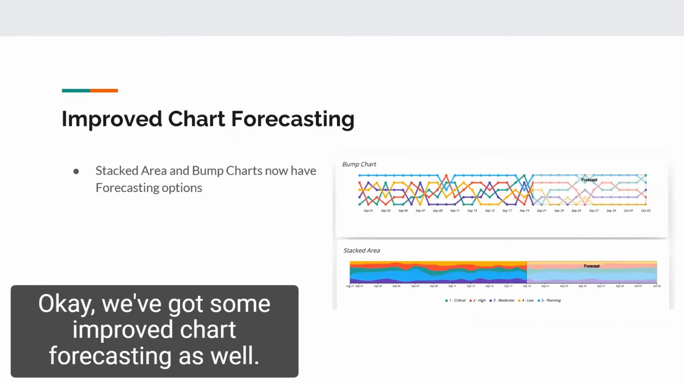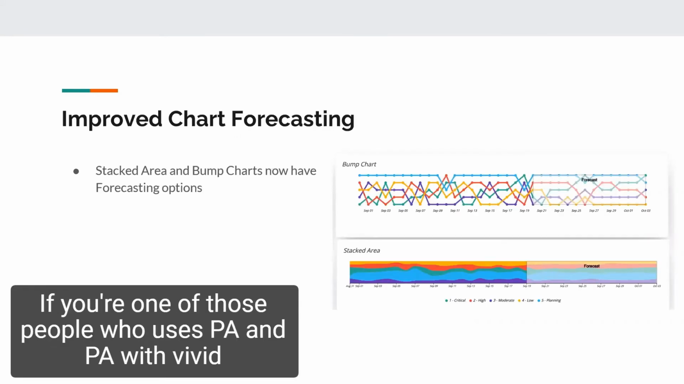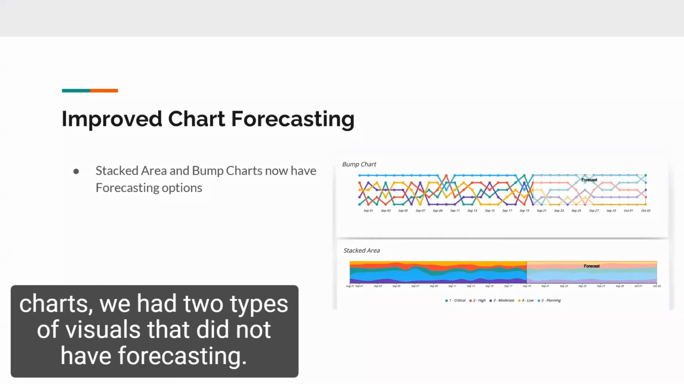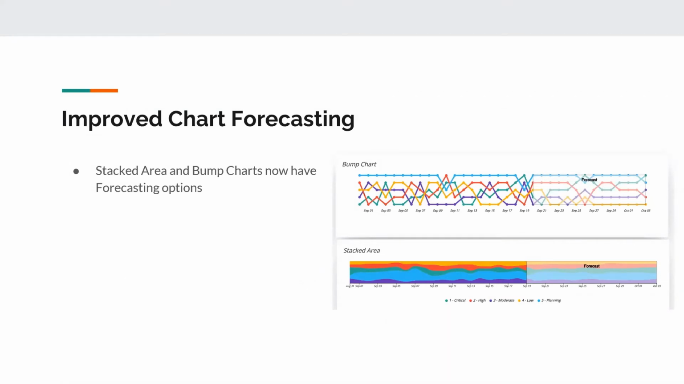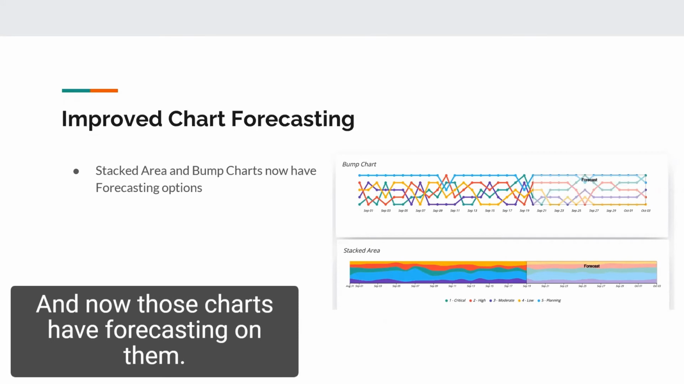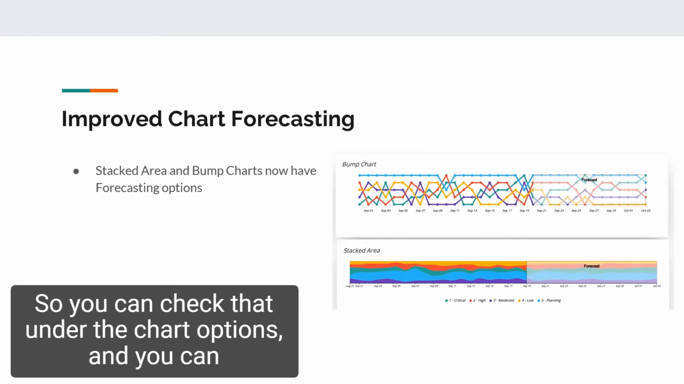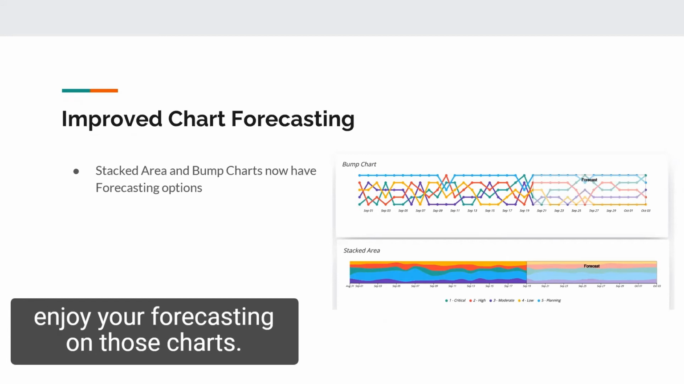Okay, we've got some improved chart forecasting as well. If you're one of those people who uses PA and PA with VividCharts, we had 2 types of visuals that did not have forecasting previously. Those were bump charts and stacked area charts. And now those charts have forecasting on them. So you can check that under the chart options, and you can enjoy your forecasting on those charts.